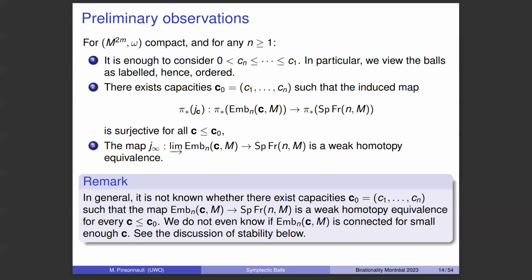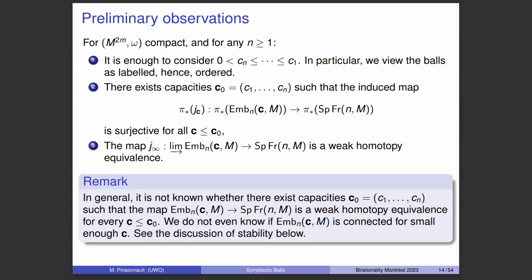And then the first non-trivial one, it's an exercise, but it's still something you have to think a little bit about. So there exist capacities such that at the level of homotopy groups, when you look at the embedding space for these capacities, and you look at the induced map in homotopy onto the limit at infinity, which is the symplectic frames, well, you can always achieve surjectivity eventually. So this means that as the balls shrink, the complexity of the embedding space is getting essentially at least as complex as the complexity of the configuration space of n points.